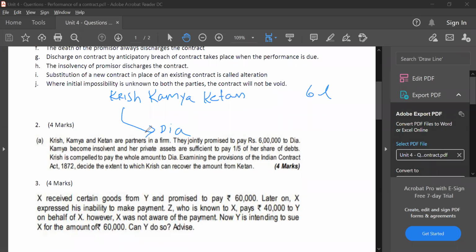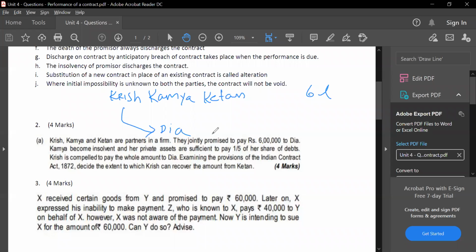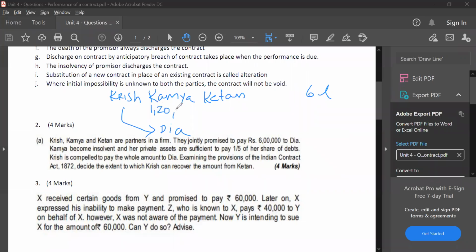Now, Kamya can only pay 1/5 of her debts. So first let us see what is 1/5 of 6 lakhs. What is 1/5 of 6 lakhs? Can someone give me the amount, guys? 6 lakhs into 1/5. Yeah, so good. 1,20,000. So Kamya will be able to pay only 1,20,000.